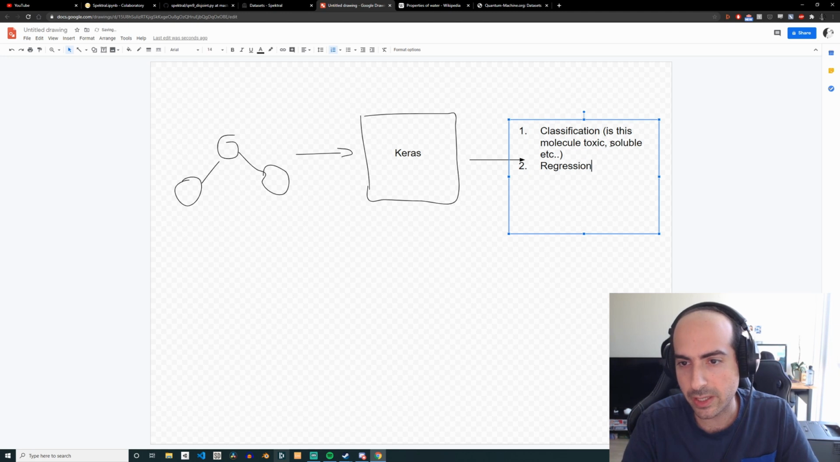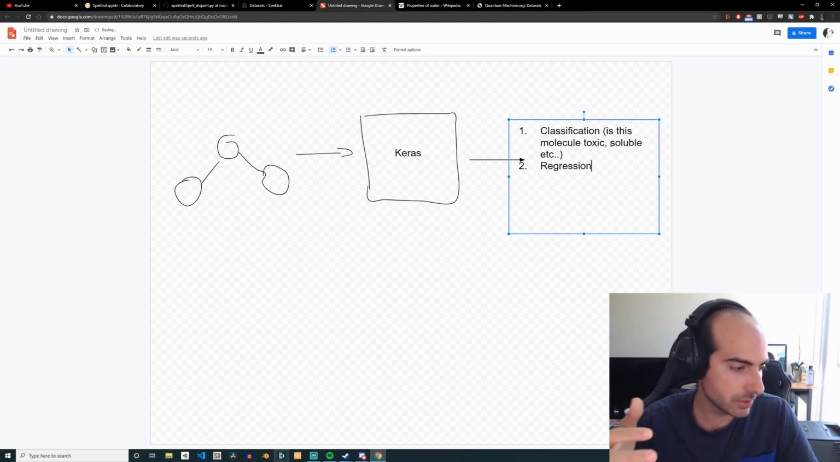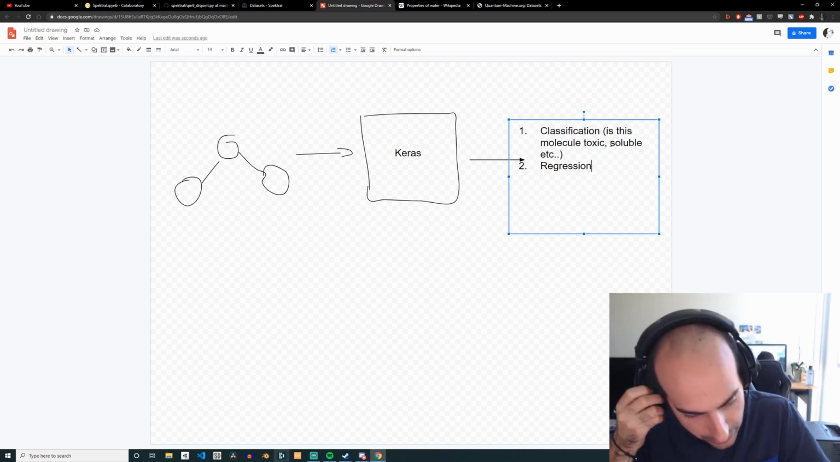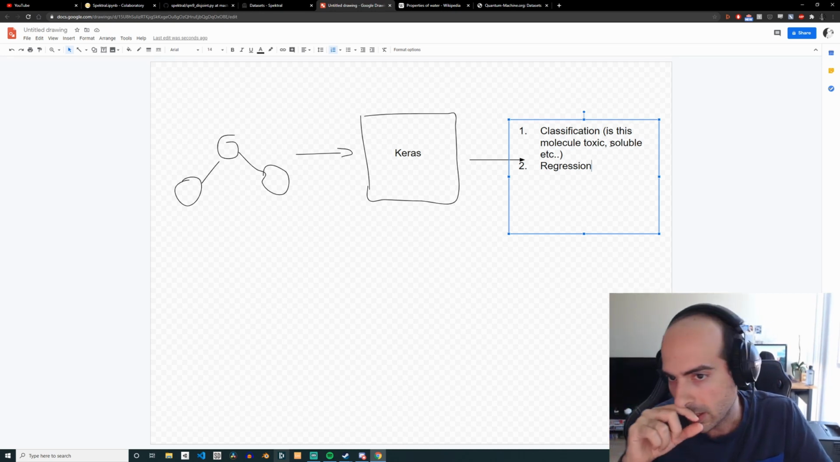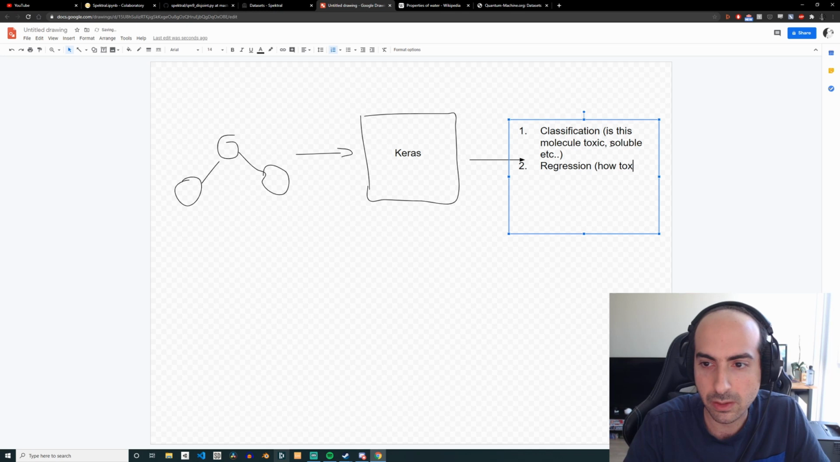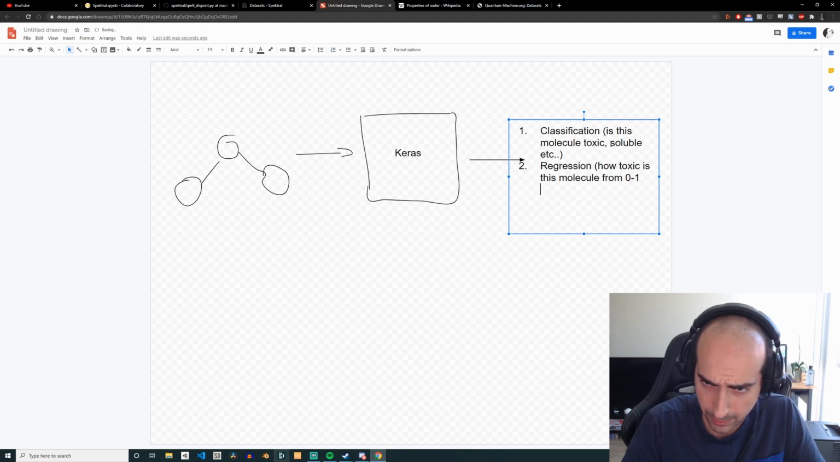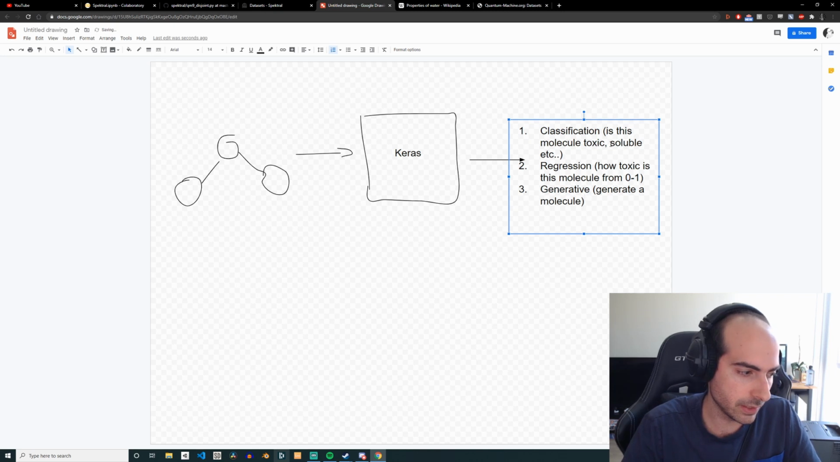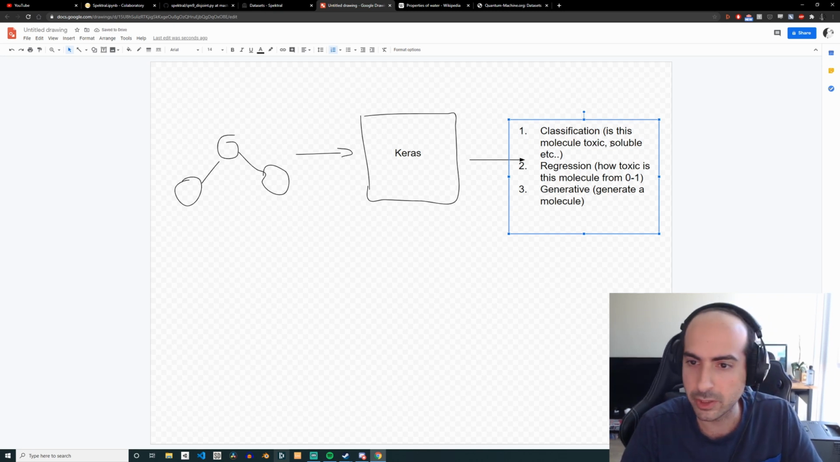In regression, it's a sort of sister problem, but as opposed to trying to predict a binary outcome, like true or false, or which category this belongs to, you want to ask how toxic is this molecule, from 0 to 1. And then the third one could be some sort of generative task, which is to generate a molecule. Generation is especially important for tasks like discovering new drugs.